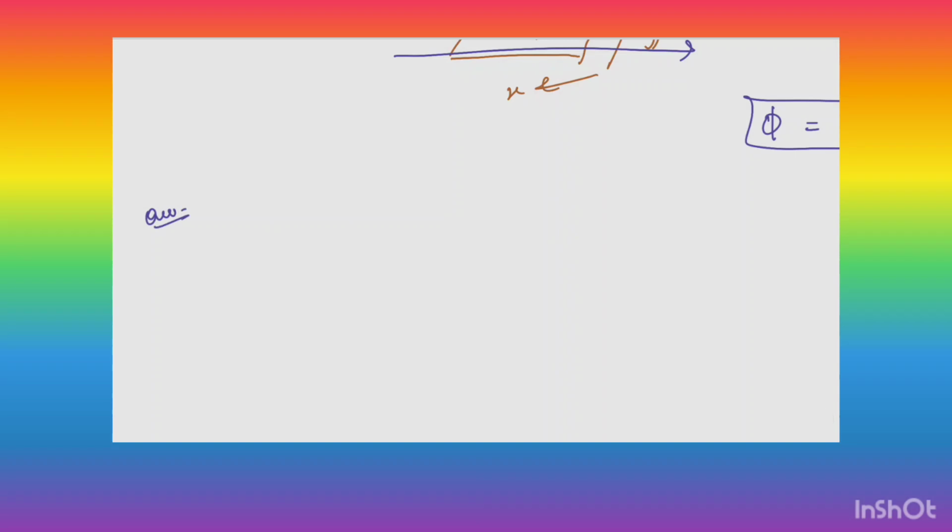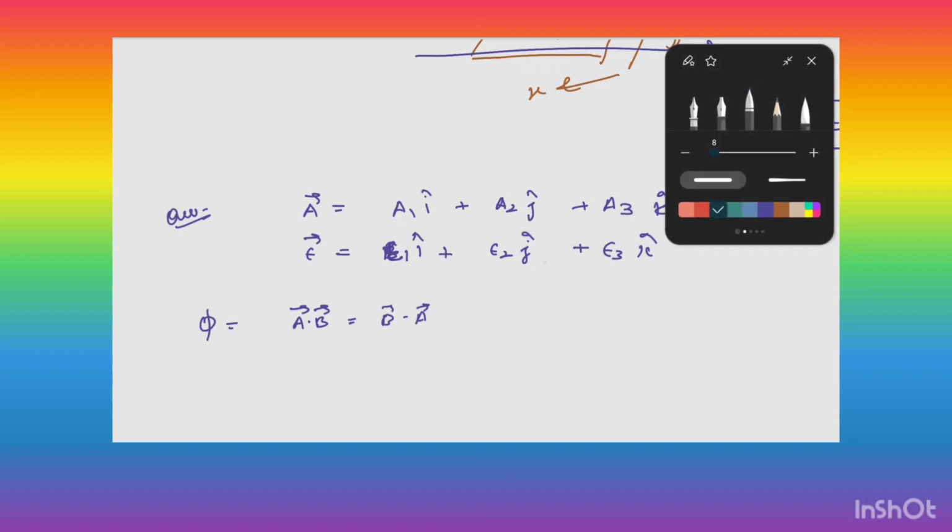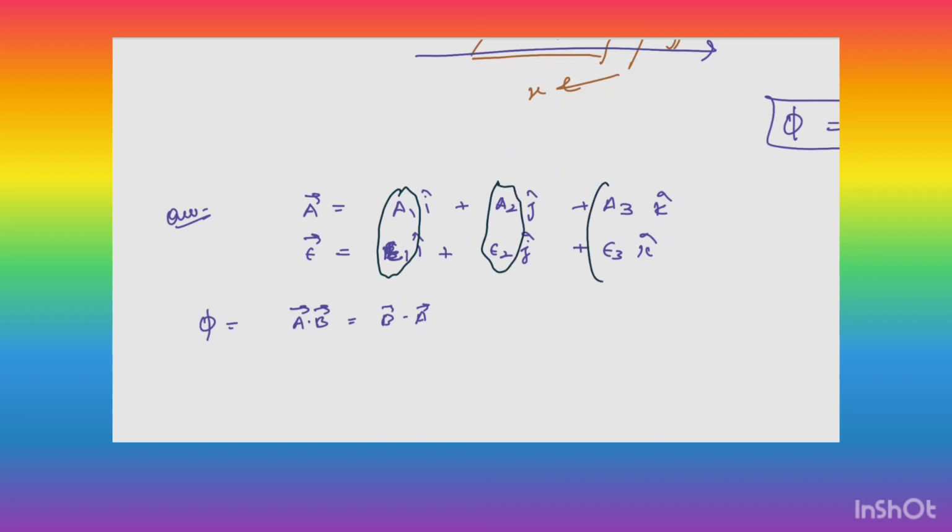Question: let the aerial vector given to you be A1 i cap plus A2 j cap plus A3 k cap. Electric field given to you is E1 i cap plus E2 j cap plus E3 k cap. Now the question is to find the flux through it. As you know, the flux is nothing but the dot product of A and E. It is a dot product, so it is a scalar quantity, and it can be seen as A1 E1 plus A2 E2 plus A3 E3. This will be the flux.